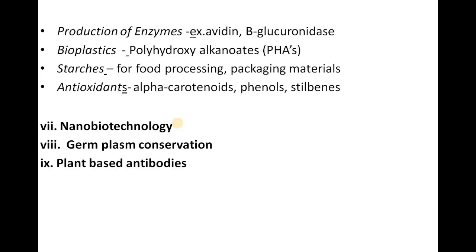Enzymes that are being produced are avidin and beta-glucuronidase. Polyhydroxyalkanoates are a biodegradable alternative to chemical plastics. Starches that are useful in food processing and in the production of packaging materials have been produced using biotechnological modifications in plants. Similarly, antioxidants like carotenoids, phenols, and stilbenes are all being produced.